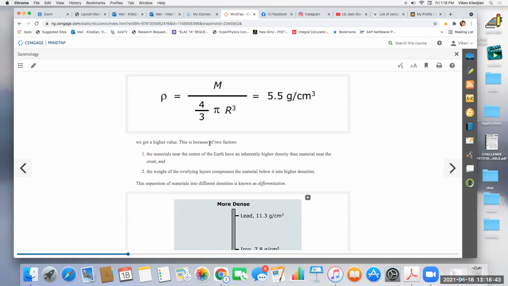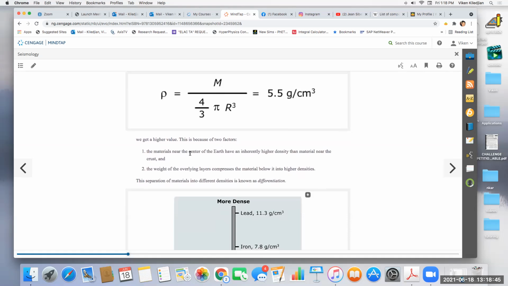So it says, this is because of two factors. The materials near the center of the Earth have an inherently higher density than the material near the crust. Kind of like I said, the denser material sinks down into the core of the Earth. And this is also similar for other planets. So we would expect that the denser materials are in the core.